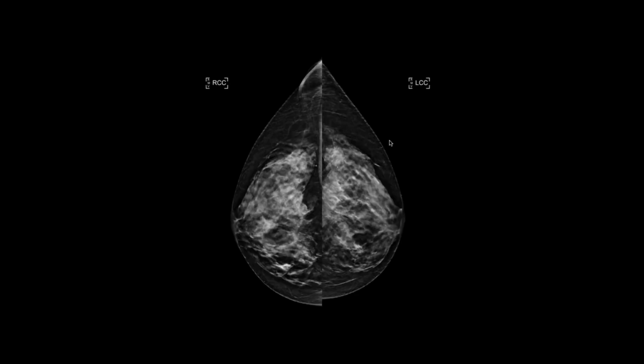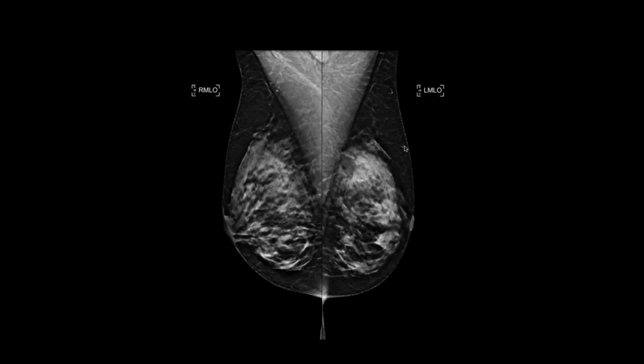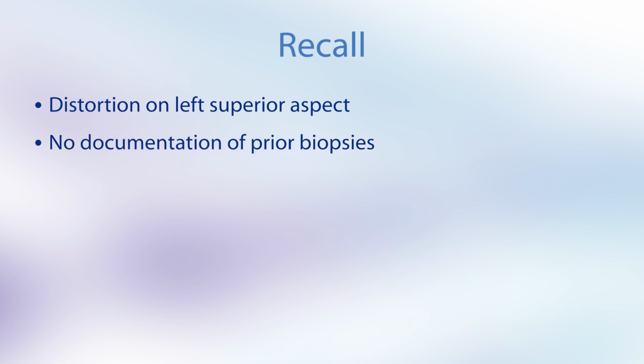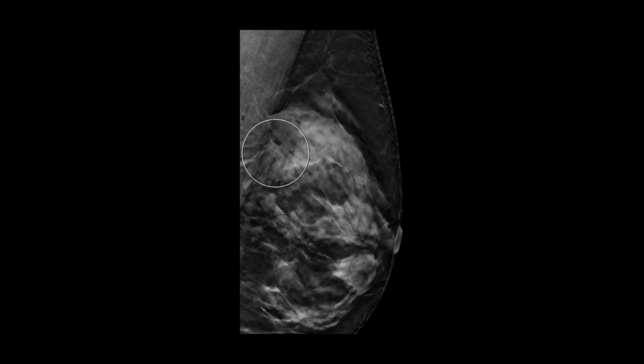So then she presented to our institution in 2021. And on her images, she was recalled for distortion in her left superior breast. There was no documentation on her medical record of any prior biopsies. Here was the area seen on the tomosynthesis slice. As I talked about, with tomosynthesis, we're starting to see these areas of distortion that really in 2D, we just couldn't appreciate. So the patient was recalled.